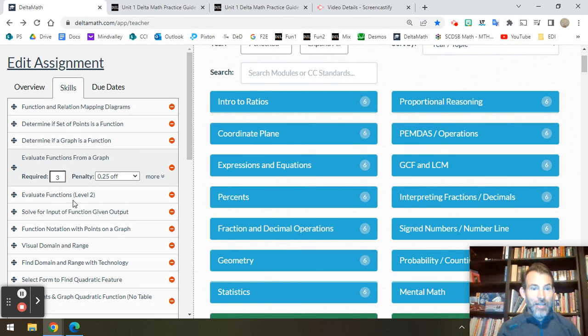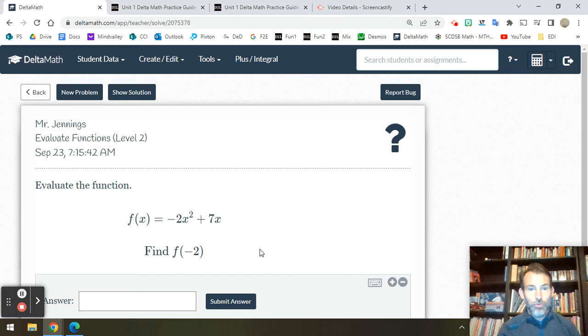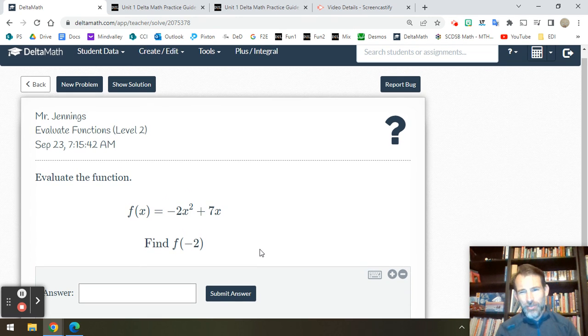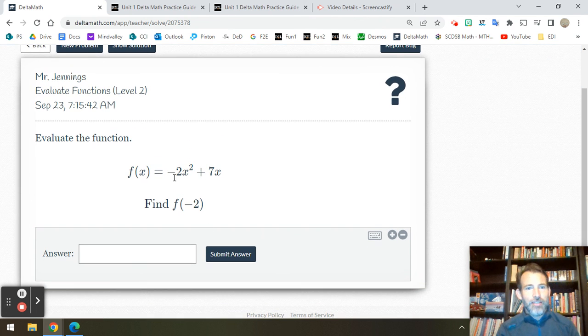Okay, let's keep going. Now, let's evaluate some functions. Level 2. I didn't give you level 1 because it's pretty darn easy. So we have f of x is equal to -2x squared plus 7x. This is good mental math practice. Find me the function at x value -2.